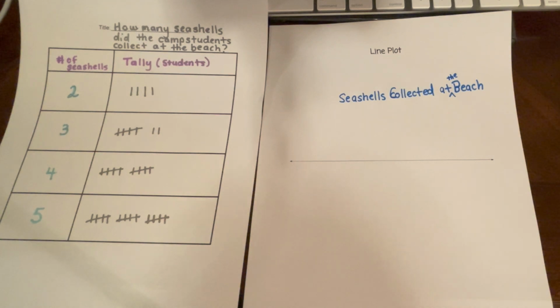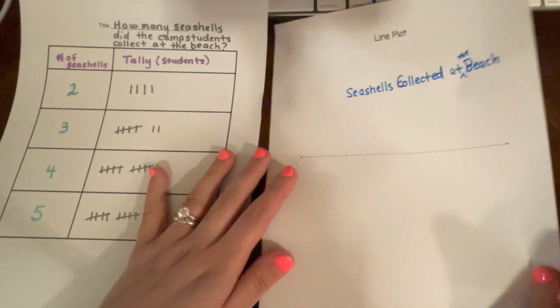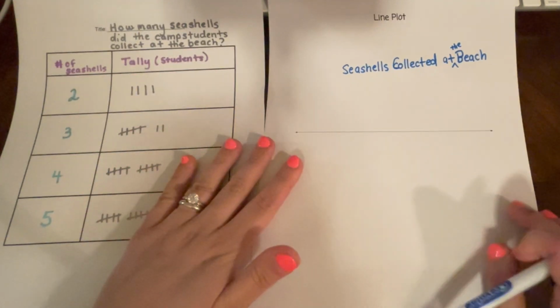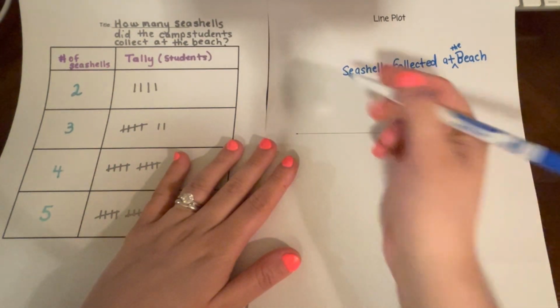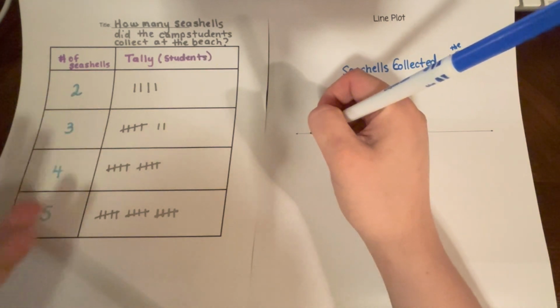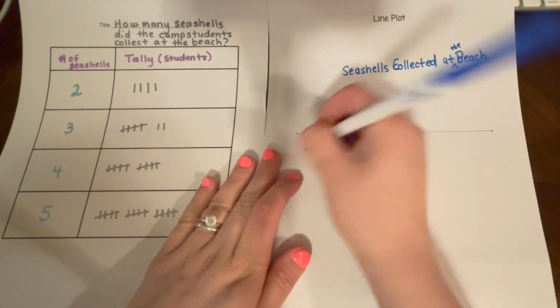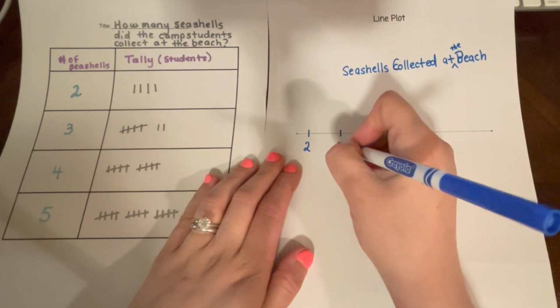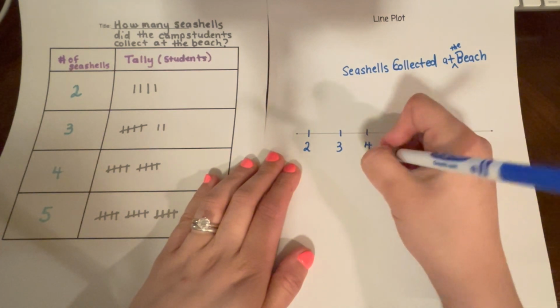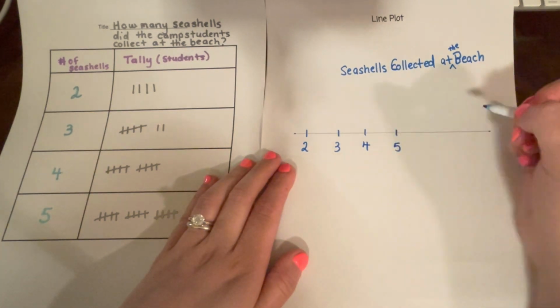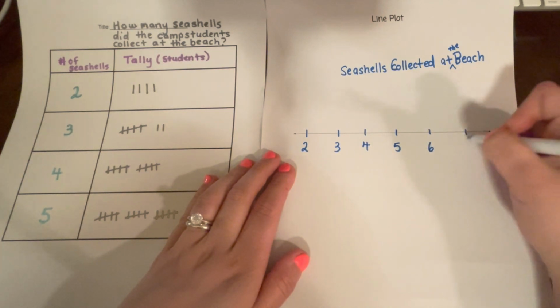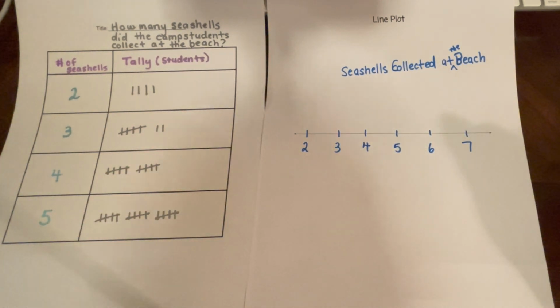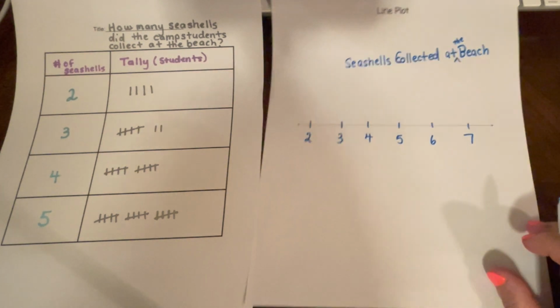And then I would have to create my scale. So just keep in mind, when you're creating a line plot, you wouldn't skip numbers because it is a number line and they are increasing by a whole number each time in this case of what we are doing. So I'm not going to start at 1 because I have no students that collected 1 seashell. I'm actually going to have my starting number of 2. Then I have 3, 4, 5. I'm going to make it go to 7, although I don't need it to, but I just had space on my line plot, or my number line.